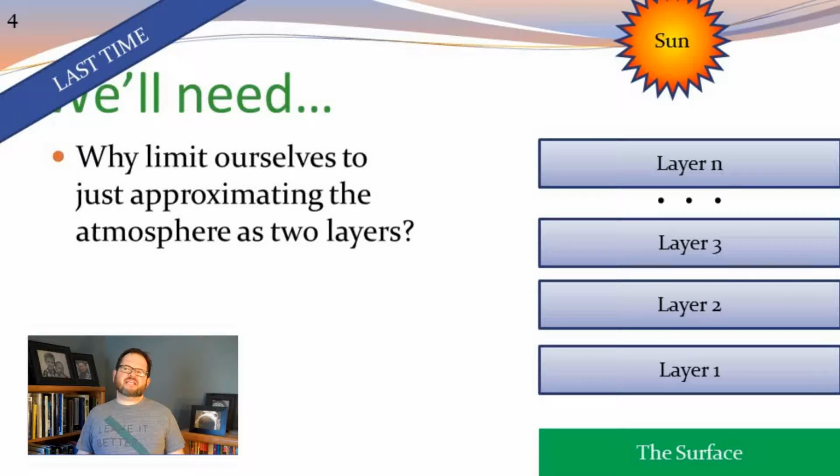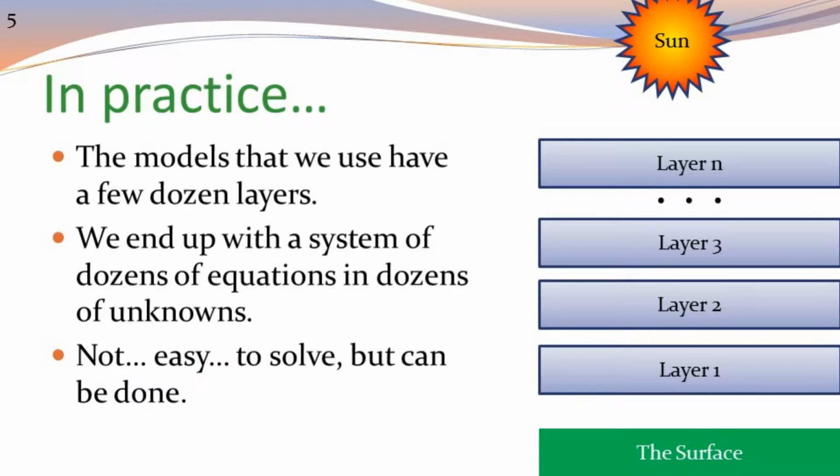And so, we said, most of the time when we develop these kinds of models, we work with more than two layers. We divide the atmosphere up into more and more little pieces that can be represented individually in the model. And there's no particular reason to limit ourselves to 2 or 3 or 4. It could be n layers of this model.